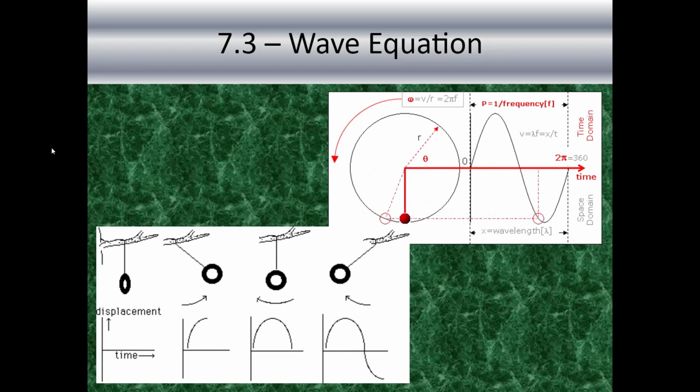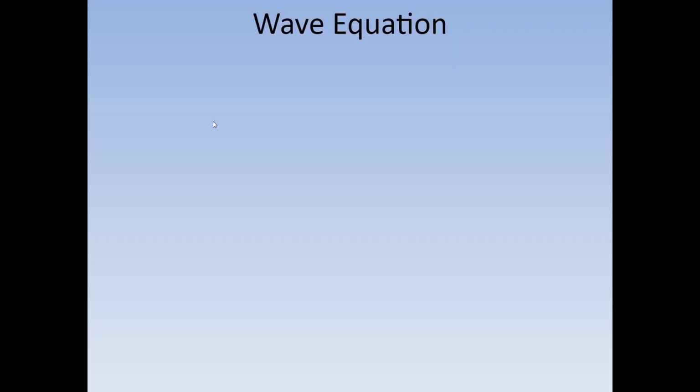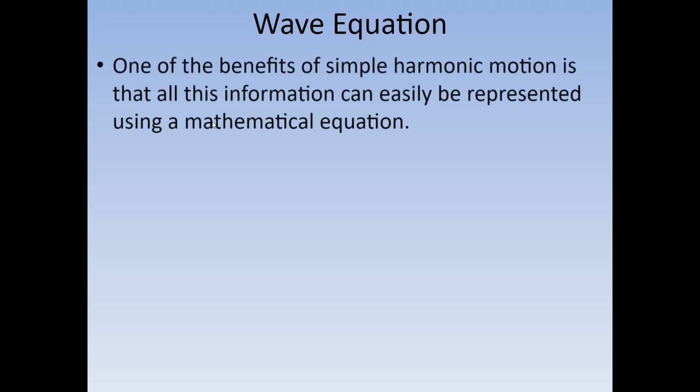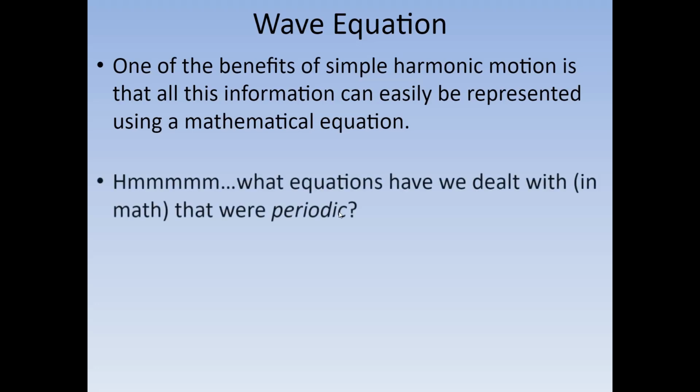Hey everyone, so this is the very last thing that we need to talk about with simple harmonic motion, and it's something called the wave equation. Now, one of the really nice things about the simple harmonic motion that we've been talking about so far is that it can actually be represented by a mathematical equation. What do I mean by that? We can basically come up with an equation in order to predict where the object is going to be at every moment in time based off of certain variables.